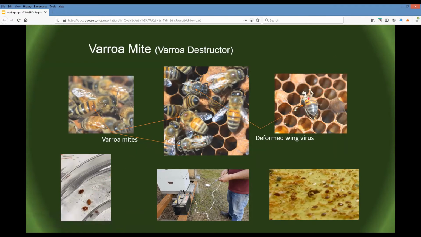The varroa mites do damage to honeybees and can cause this deformed wing. Sometimes it's deformed wing virus. There's another bee there with deformed wings. So obviously a bee needs to fly, right? It needs to fly to get honey and nectar. So if you deform their wings, you've just killed them.